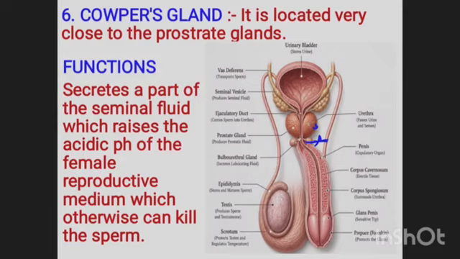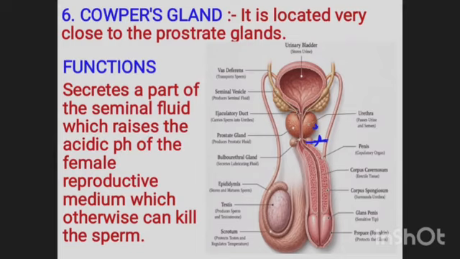has a way of raising the acidic pH of the female reproductive system so that it will not destroy all the sperm cells. So it's a kind of protection for the sperm, so that the sperm can be able to fertilize the egg. All right, let's move on to the next one.